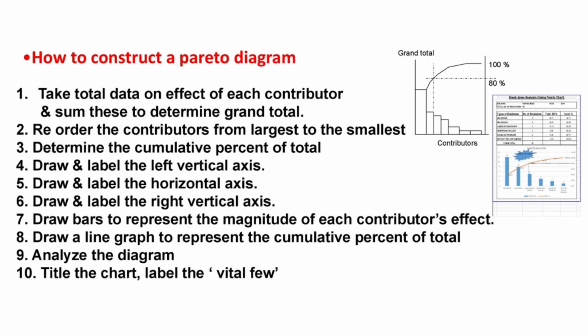How to construct a Pareto diagram? The x-axis is the contribution, the y-axis is the grand total. You take the total problems, how many rejections, put it in a graph, then add the cumulative, then go to Excel and make a Pareto chart. The head of the Pareto needs to be resolved; the tail then resolves automatically.